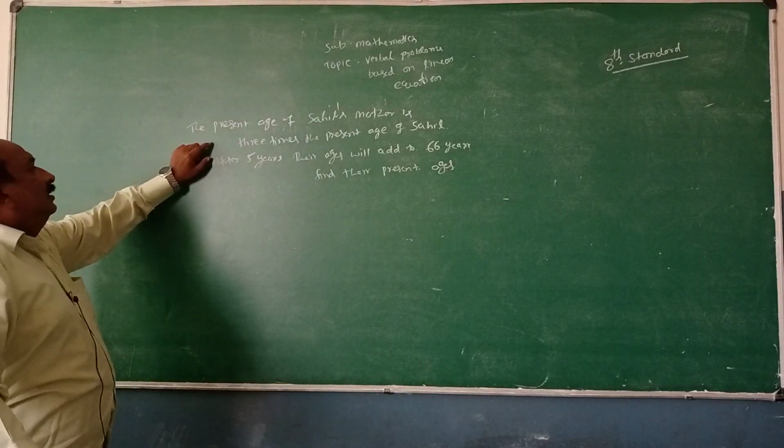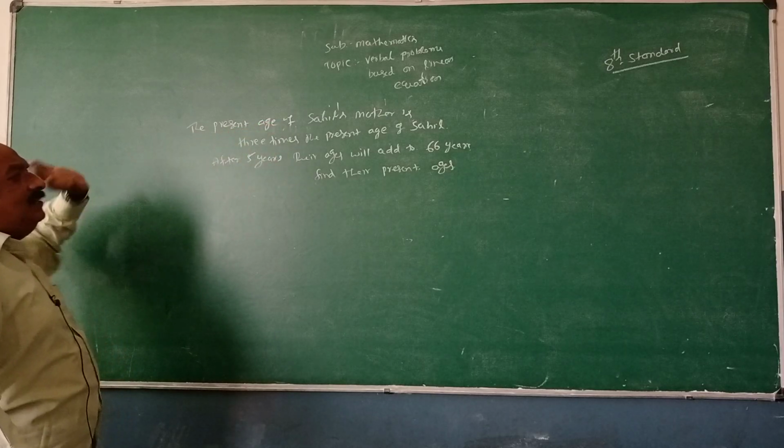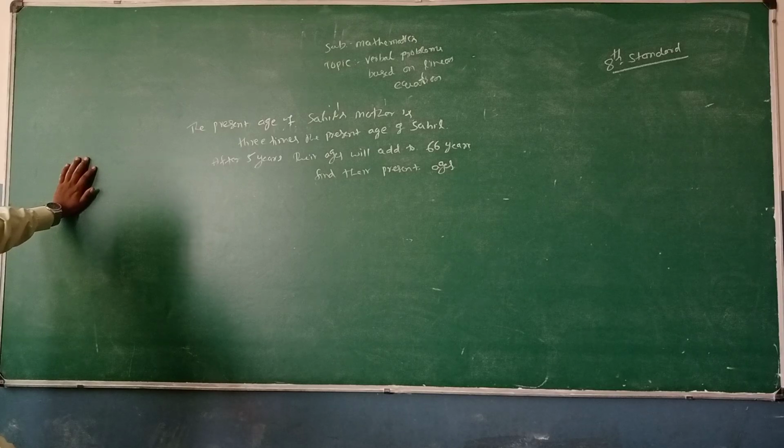Read the question. The present age of Sahil's mother is 3 times the present age of Sahil. After 5 years, their ages will add to 66 years. Find their present ages. I want to explain in Kannada.